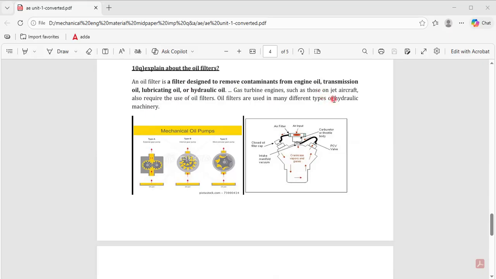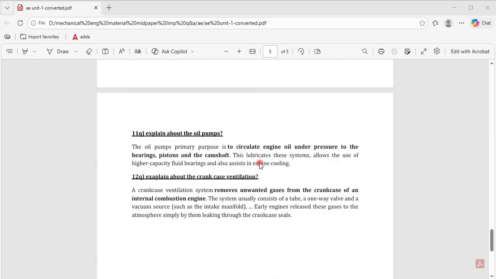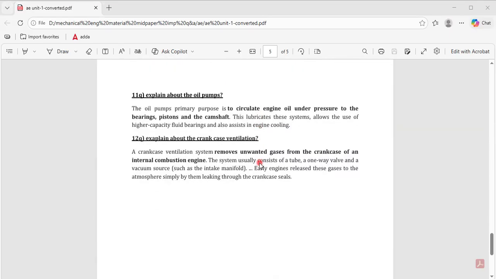Filters are used as we usually see in bikes. Transmission oil, lubricating oil and hydraulic oil all use filters. Gas turbines such as those on air jets, which go high in the sky, also require oil filters. In different types of hydraulic systems, every machinery is used with oil filters. Without oil filters, you cannot do it.